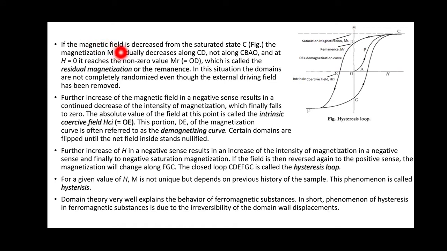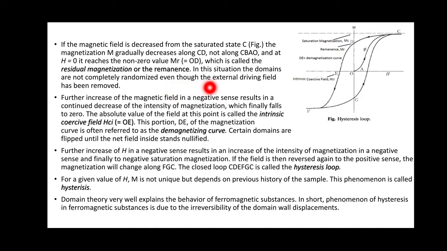If the magnetic field is decreased from the saturated state, the magnetization gradually decreases along CD, not along CBAO. At H equals 0, it reaches a non-zero value of Mr, which is called residual magnetization or remanence. In this situation, the domains are not completely randomized.